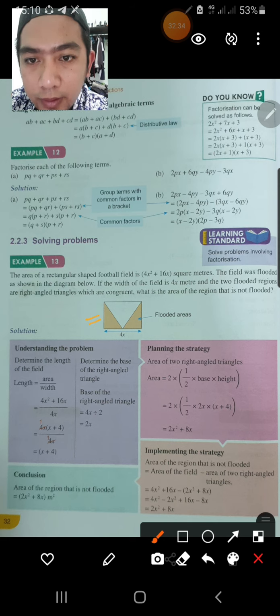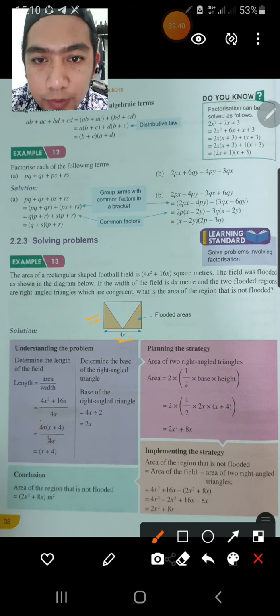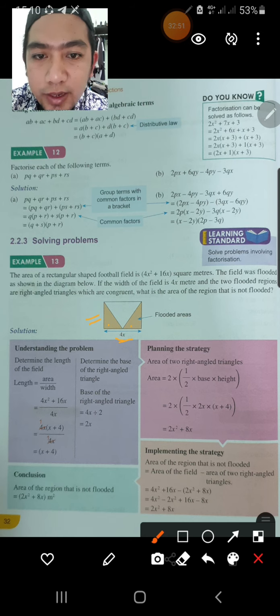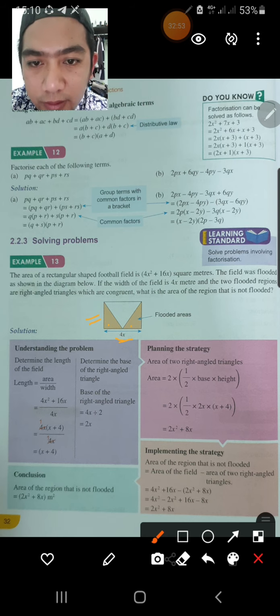This one. If the width of the field is 4x, so this one, dia sudah bagi. The width is 4x meter and the two flooded regions are right angle triangle which are congruent. Congruent means dia punya area sama. So what is the area of the region that is not flooded? So kita mau cari area yang color white ini.